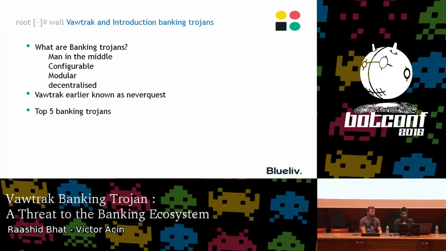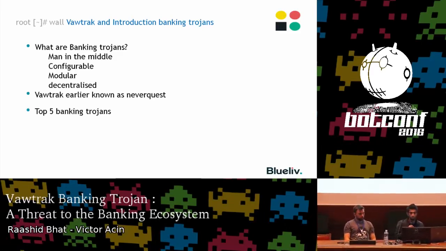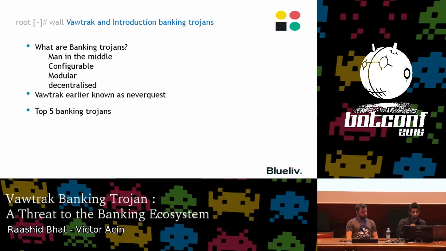So basically, Vawtrak is a banking Trojan. It performs man-in-the-middle in the browser. It's configurable. It's modular, and some of the banking Trojans are decentralized. They don't have one particular command and control server. Rather, they use proxies and low-level nodes to connect to the top-level nodes. And Vawtrak was known in the initial phase as NeverQuest, and it's among the top banking Trojans as of now.